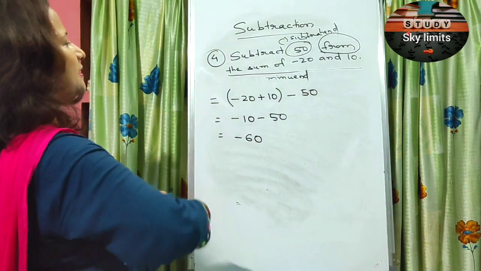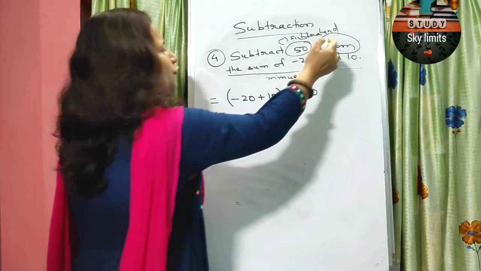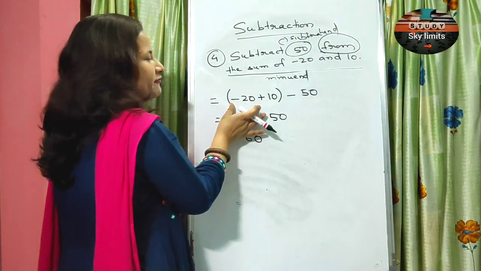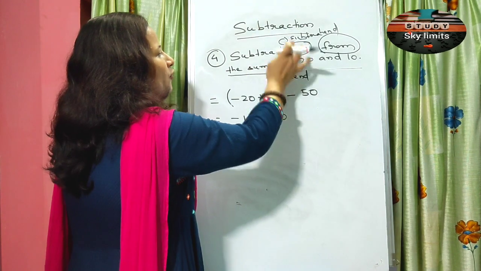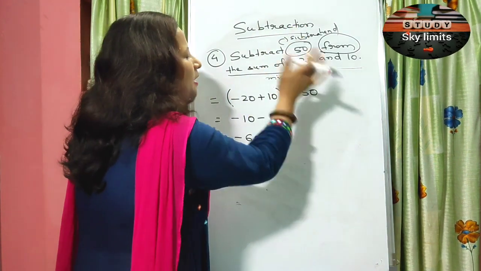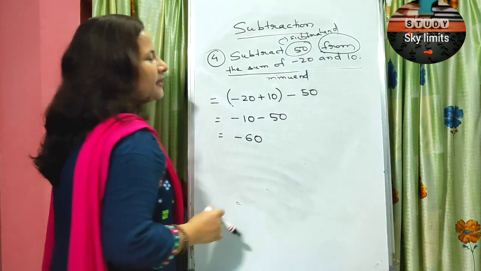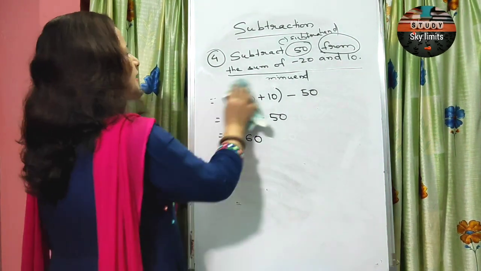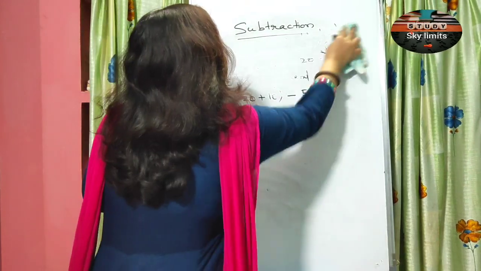I hope the idea is clear. Always remember the word from is very important. After from, whatever comes is your minuend, which should be written first. And before from, whatever comes is your subtrahend, that should be written after writing the minus sign, because we are going to subtract here. Let's take another question.